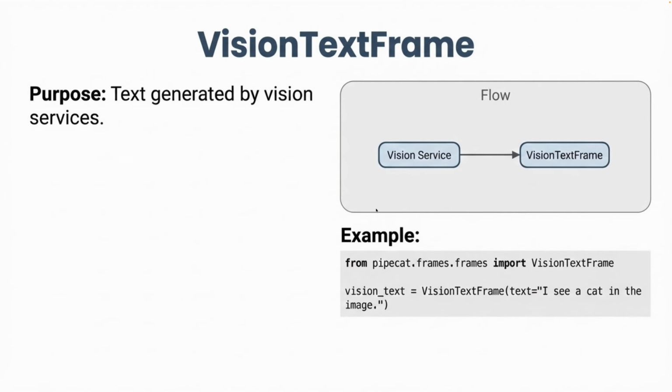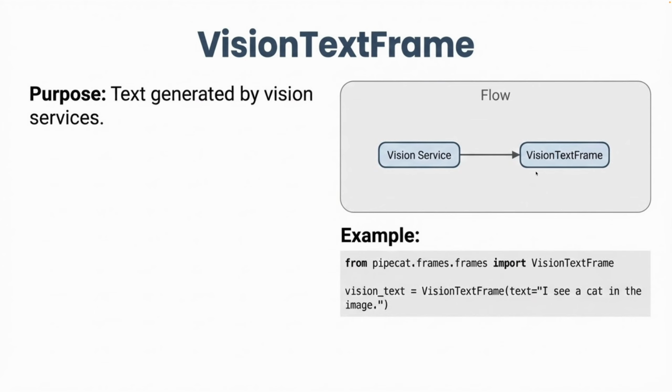Next we have vision text frame. So we have different kinds of models. Let's say we are using any vision model where we give an image to our model, along with some prompt, asking what that image represents or something, and now the LLM is reading that image and then giving us some output via speech.